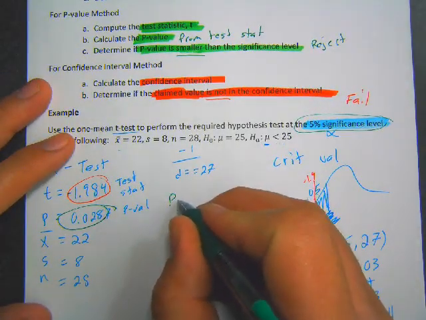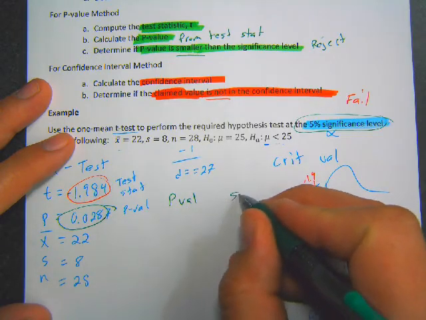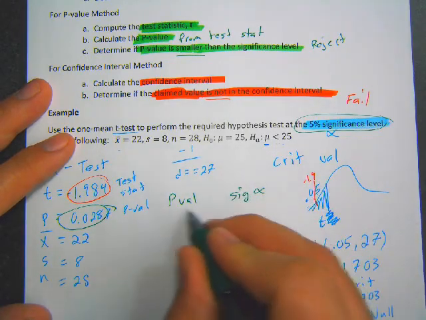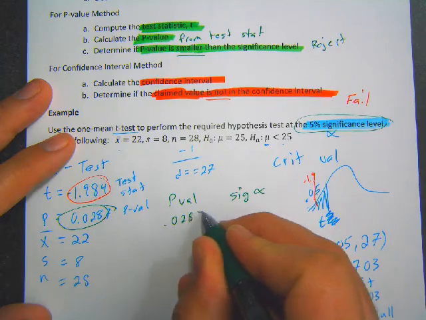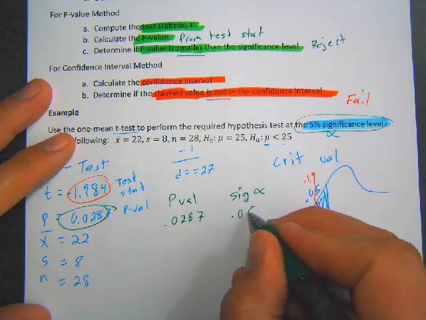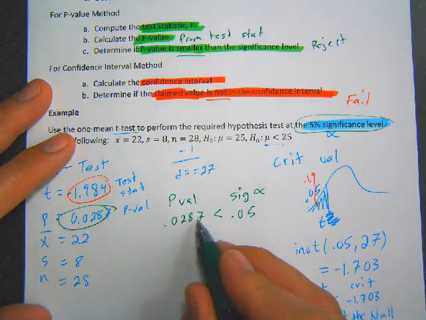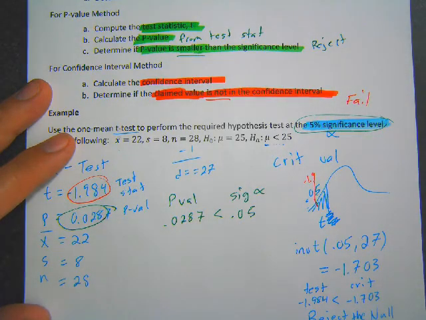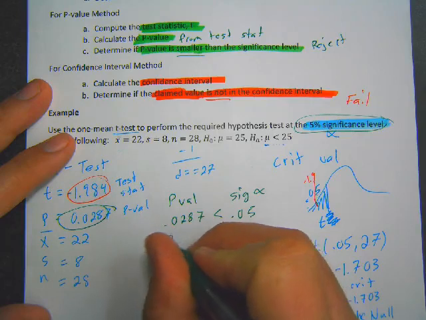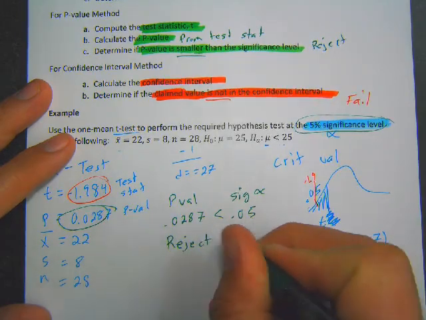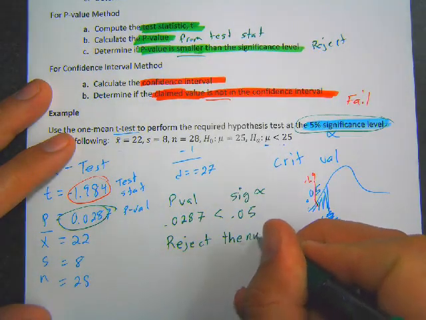So for the p-value approach, we compare the p-value with the significance level, alpha. The p-value is 0.0287, and the significance level is 0.05. Well, 0.0287 is less than 0.05. Remember, if the p-value is small, if p is low, null must go. So we reject the null. That method still lets us reject.